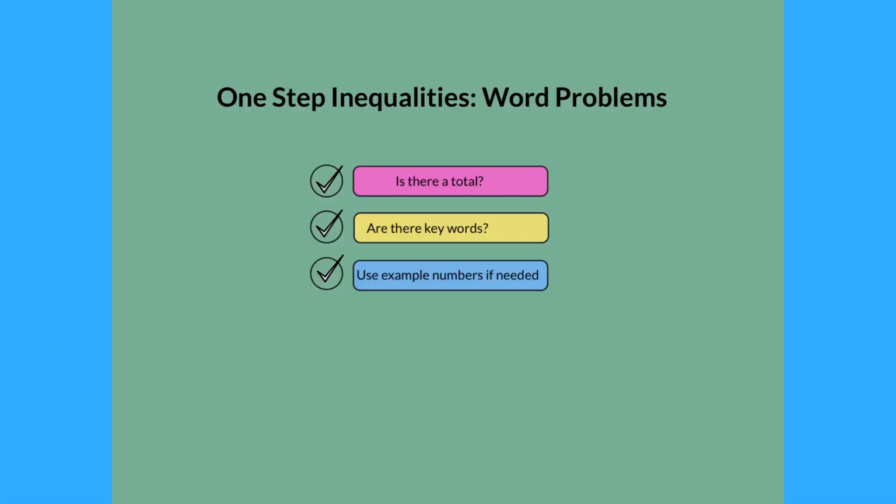Now we're going to look at solving word problems that require a one-step inequality. Some things to keep an eye out for: is it talking about something with a total? Are there any keywords that might help us? Also remember, you can always plug in sample numbers that might help you figure out what operation you would have to use. And then just make sure you plug back in the variables when you write your actual inequality.